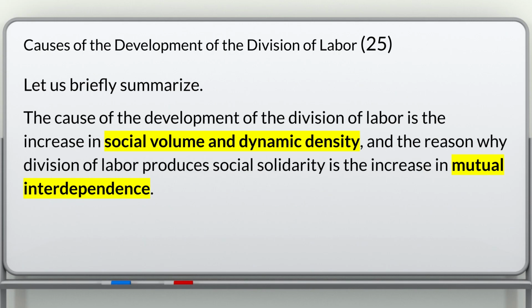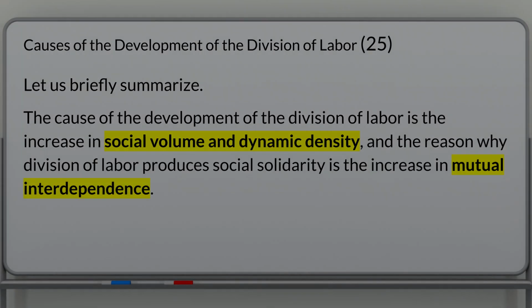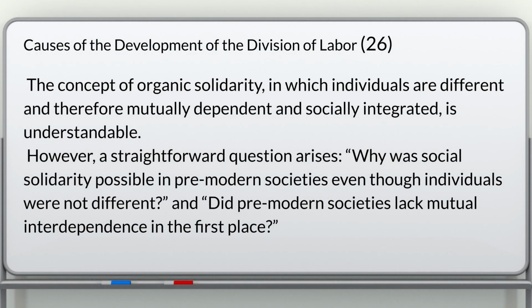Let us briefly summarize. The cause of the development of the division of labor is the increase in social volume and dynamic density, and the reason why division of labor produces social solidarity is the increase in mutual interdependence. The concept of organic solidarity, in which individuals are different and therefore mutually dependent and socially integrated, is understandable. However, a straightforward question arises. Why was social solidarity possible in pre-modern societies even though individuals were not different? And did pre-modern societies lack mutual interdependence in the first place?